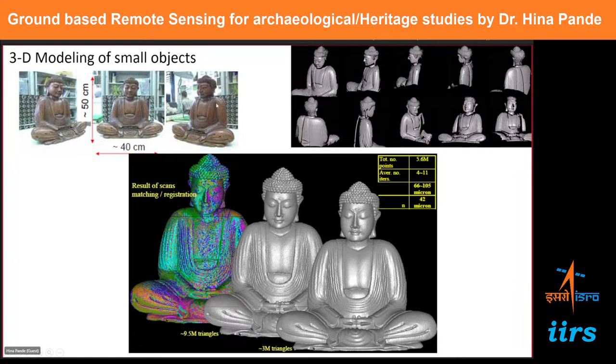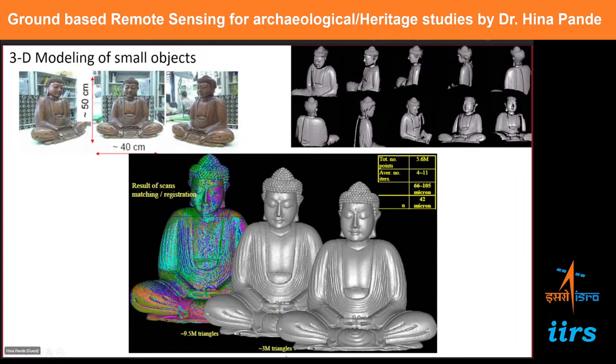So you see a very, very small structure, but the detail that you can see here in different positions, very small details, each curl of the hair, the ears, the folds in the cloth, all these details are very well visible. So if you see here, the total number of points that have been captured in this scan is around 5.6 million points.